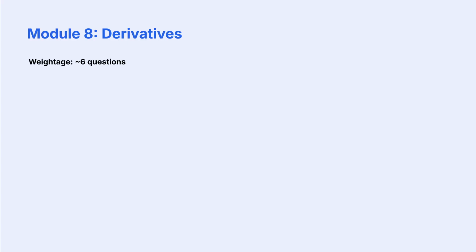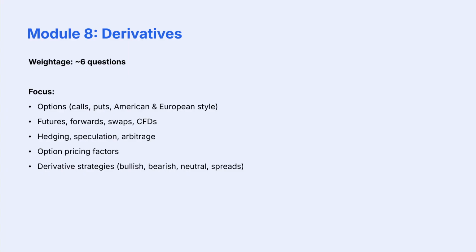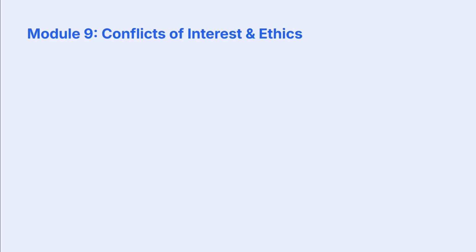Then in the eighth module, derivatives, only 6 questions would be there in the exam. So we are going to discuss forwards, futures, options, swaps, CFDs, hedging, speculation, arbitrage, option pricing factors, derivative strategies like bullish, bearish, neutral, spreads. We are going to discuss all that. Derivative account documentation and prohibited practices. We are going to discuss.